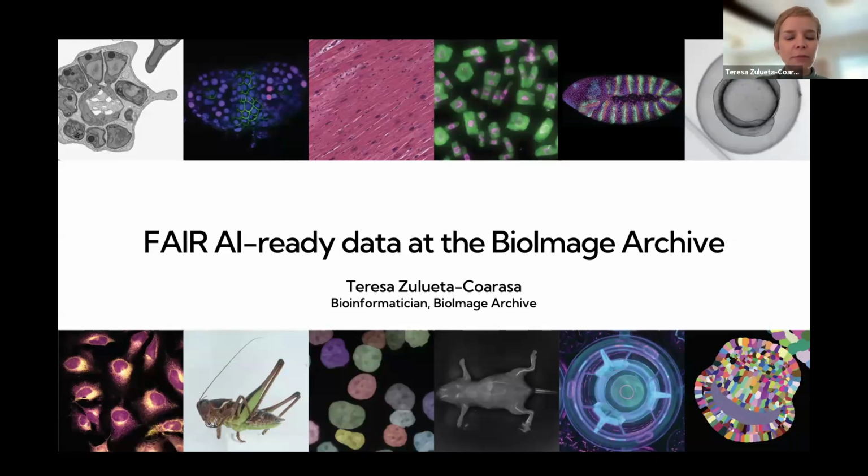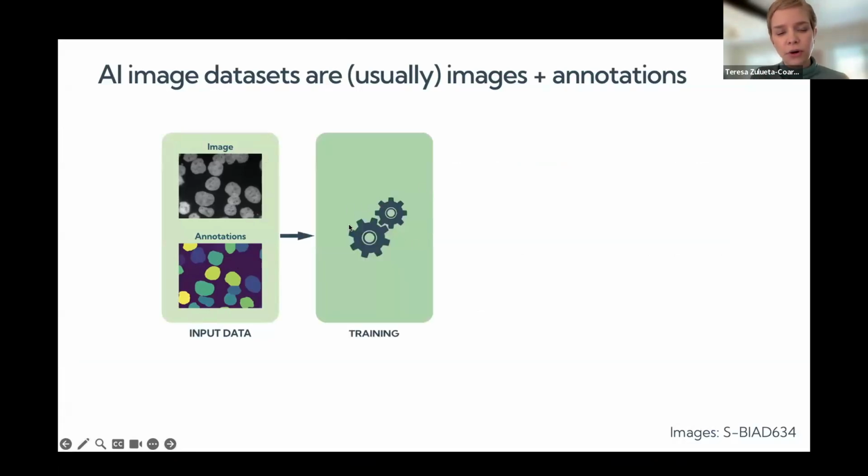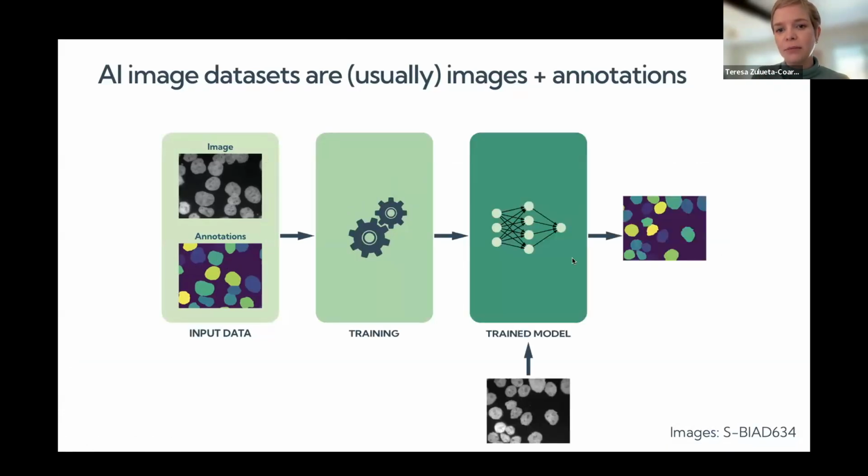And in this first talk, I'm going to talk a little bit about what AI4Life has been doing regarding AI-ready data. So usually for AI applications, bioimage datasets tend to be composed of images, but also annotations, which are the answer or the result for a given task. And these images and annotations are used together to train AI models.